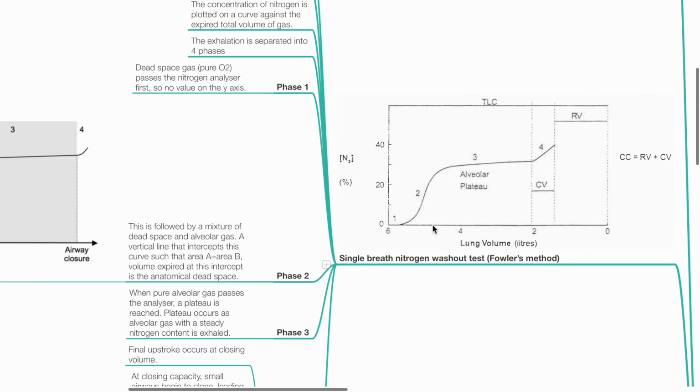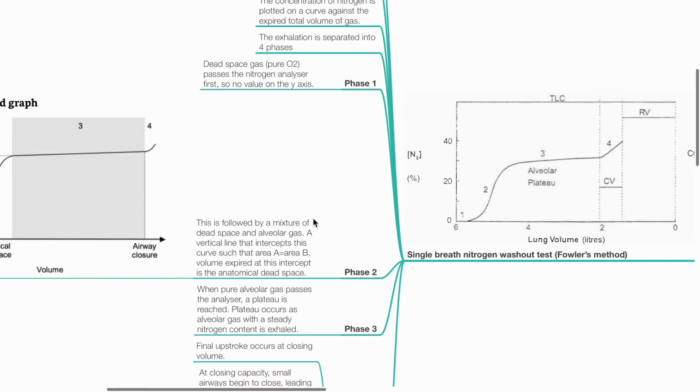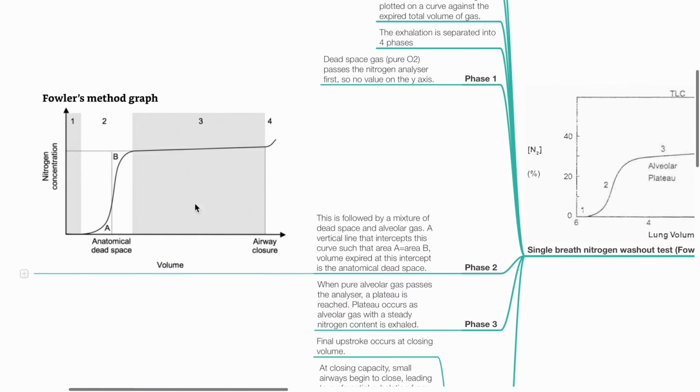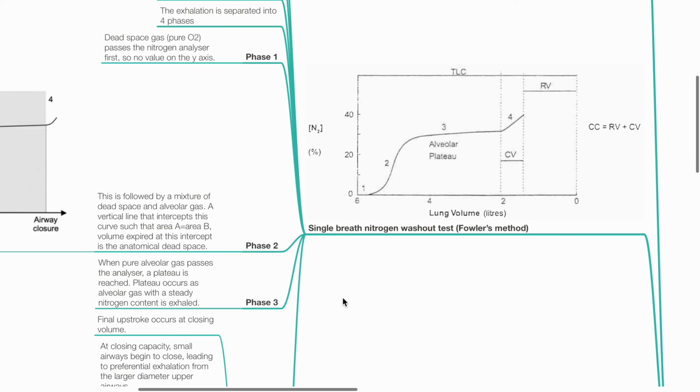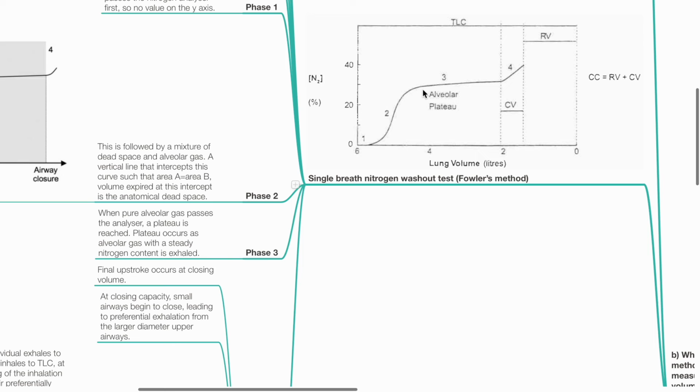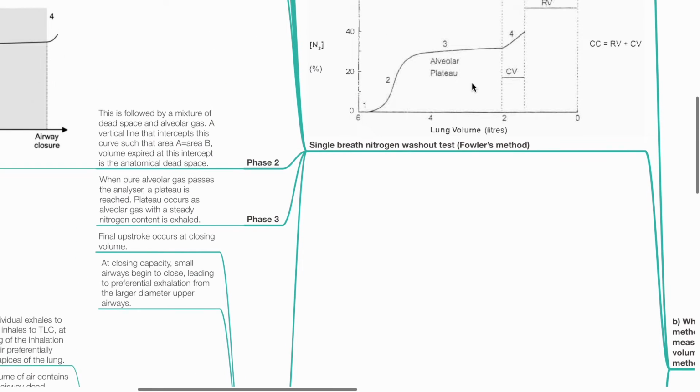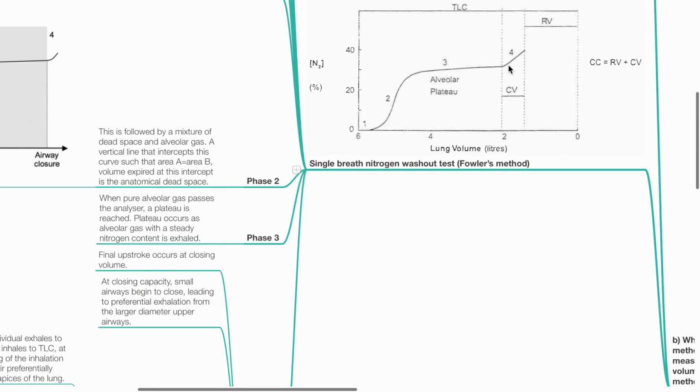During phase 2, there is a mixture of dead space gas and alveolar gas exhaled, with a vertical line that intercepts this curve such that area A equals area B. Volume expired at this intercept is the anatomical dead space. Phase 3. When pure alveolar gas passes the analyzer, a plateau is reached. The plateau occurs as alveolar gas with a steady nitrogen content is exhaled. Phase 4. Final upstroke occurs at closing volume.